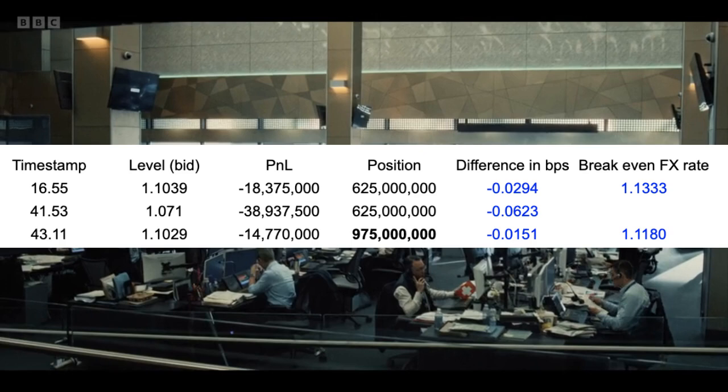And again, the P&L is very accurate, but luckily the FX has gone up. It's a big move, right? We're at 1.1029, and it's minus 14.77 million. If you remember well, earlier we were at 1.1039, and the P&L was minus 18.37 million, but that's because it was on the 625 million at 1.1333. Whereas here, we've added position at 108.80 and 109.30, so the overall position is bigger, but also better in average.